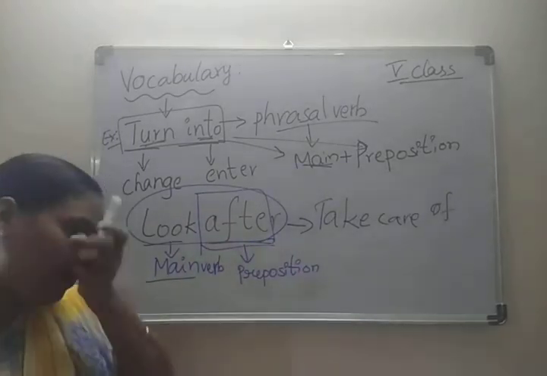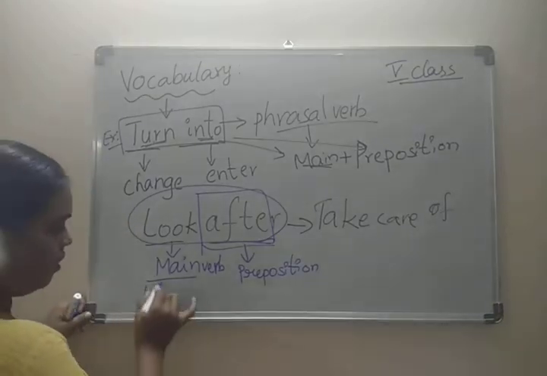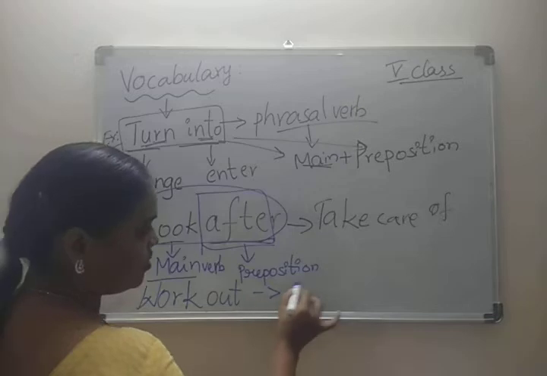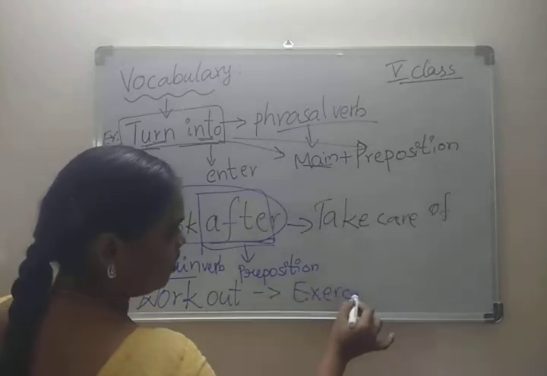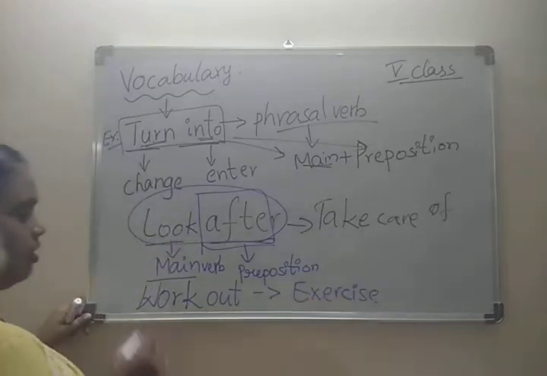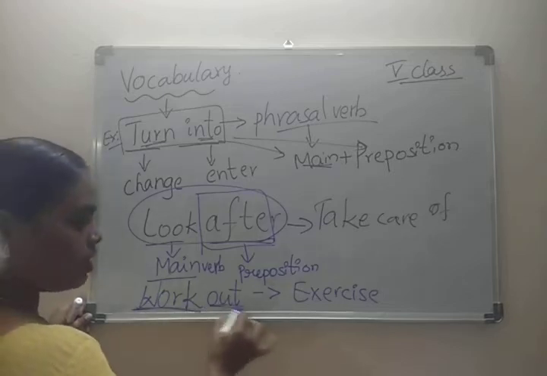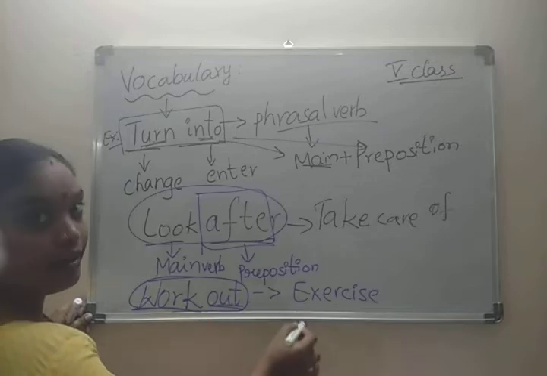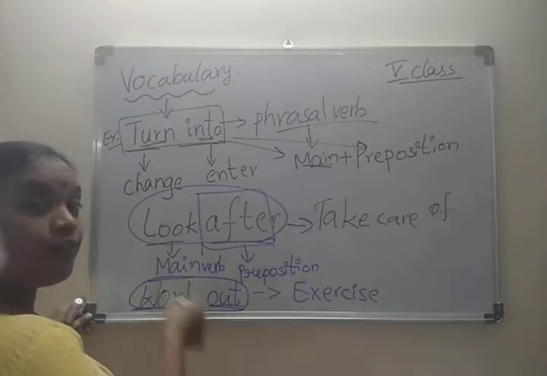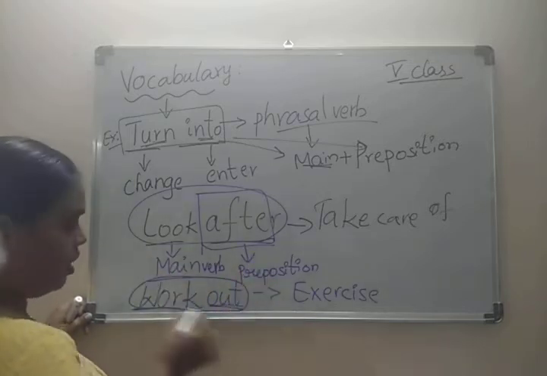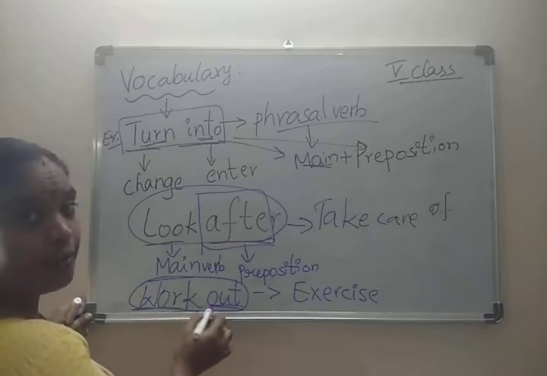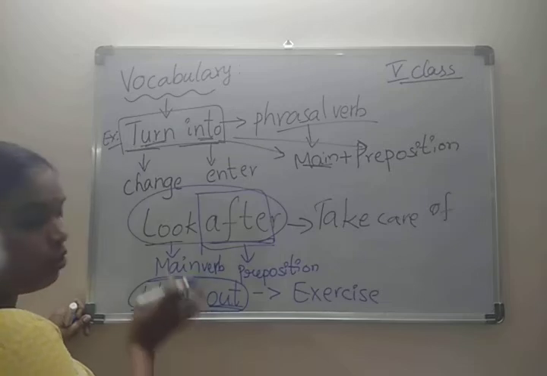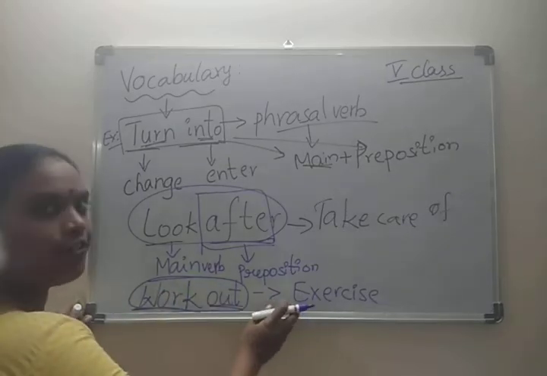For example, one more example, work out. Work out means exercise. Work is a main verb. Out is a preposition. Come together, they make a word that means exercise. It's a different meaning from their own meanings. Work is different, out is different. But here we are writing both together. The combination of these two words has a different meaning.